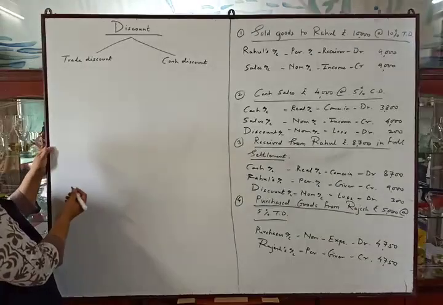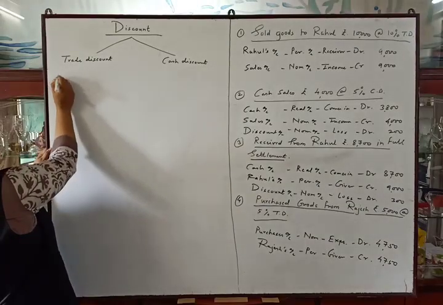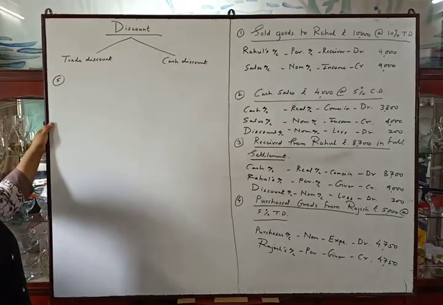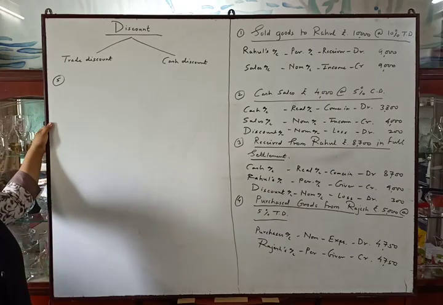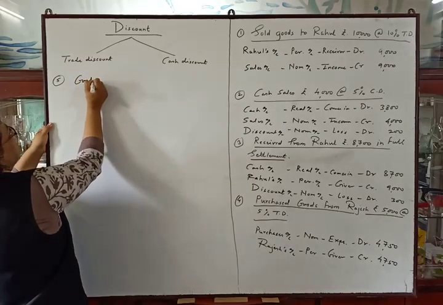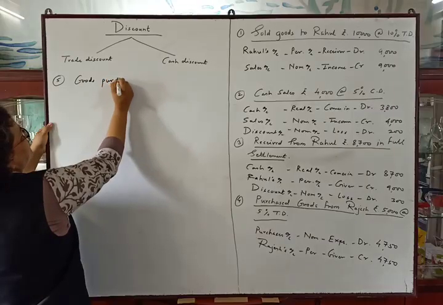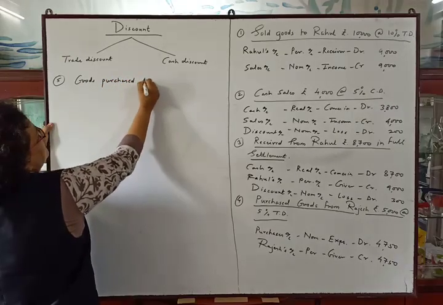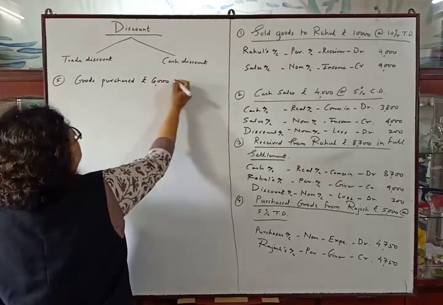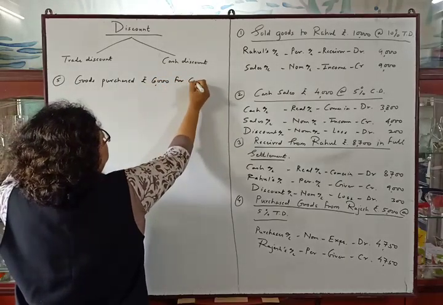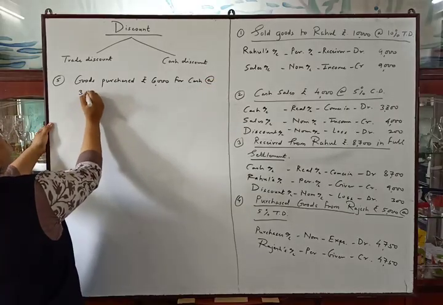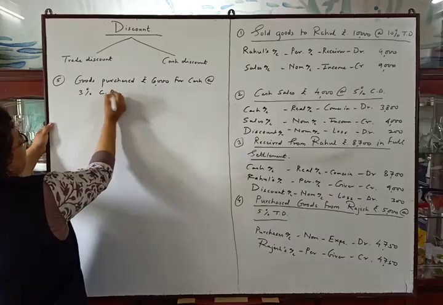I will write the transaction here. Fifth transaction. We have purchased goods from Rajesh at trade discount. Now next entry will be goods purchased rupees 6,000 for cash at 3% cash discount.